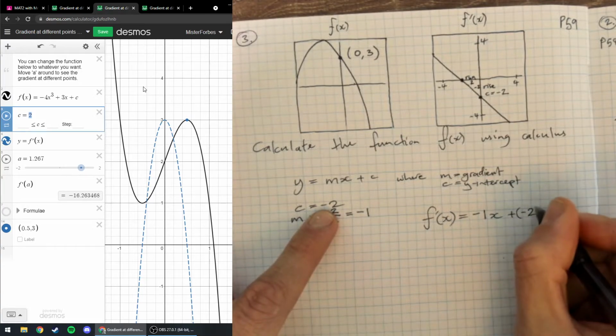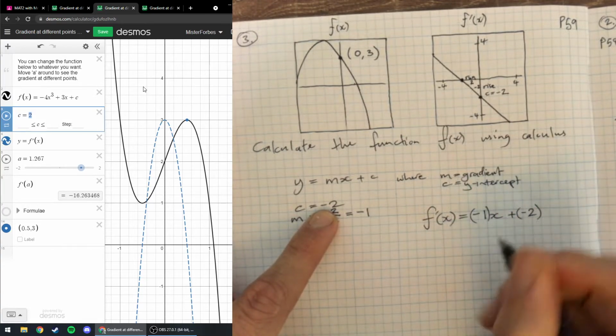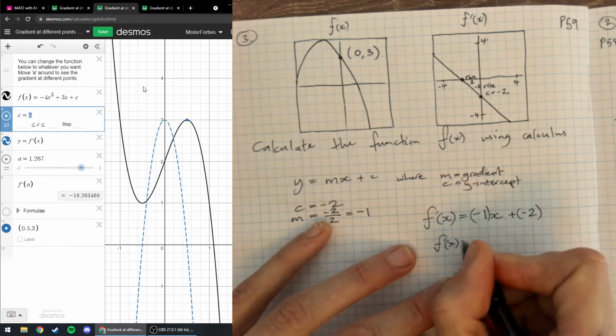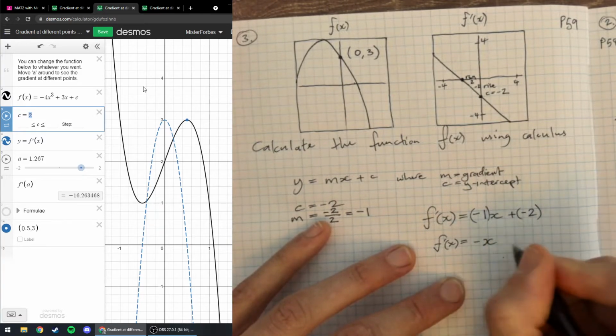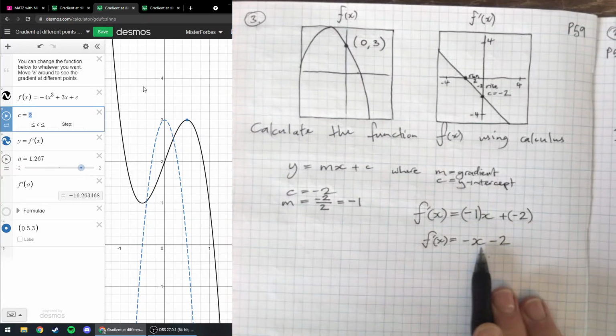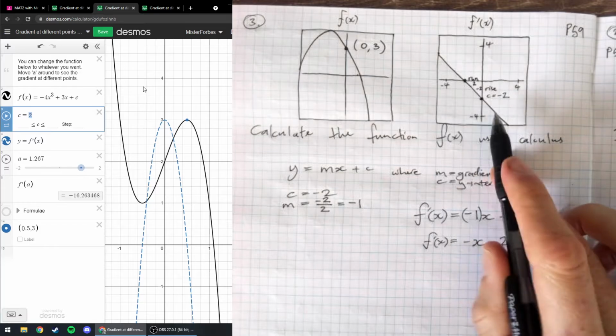Oh man, I did that so ugly. Let's clean that up a little bit. F dash of x equals negative x minus 2. So this is the equation of the derivative.